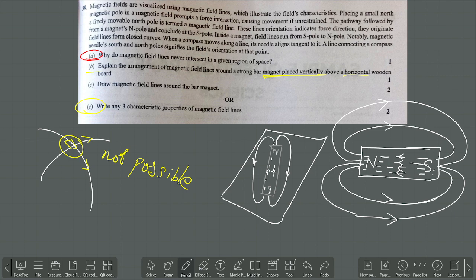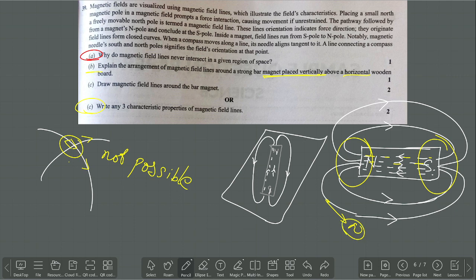Totally we learned about how many characteristics? 6 or 7? 7 characteristics. In that, 3 they are asking. Say the 7 characteristics. What are the 7? The pattern is in the form of concentric circles. Outside the magnet the field lines will move from north pole to south pole. Inside it will move from south pole to north pole. The strength of the magnetic field will be maximum at the poles. The strength of the magnetic field will be uniform inside the magnet. No two field lines will intersect each other. The tangent of the magnetic field lines will give the direction of the magnetic field.